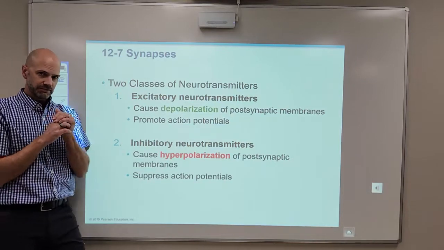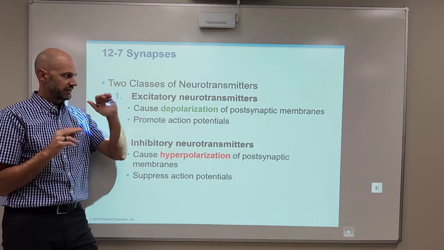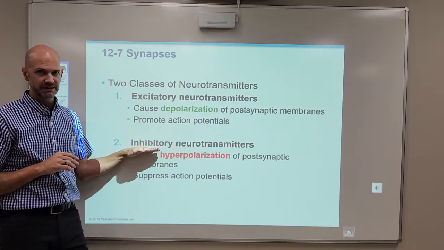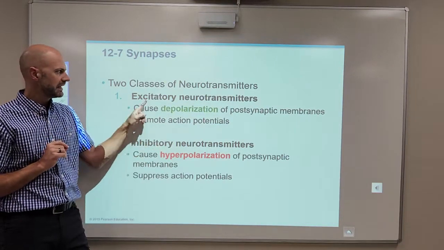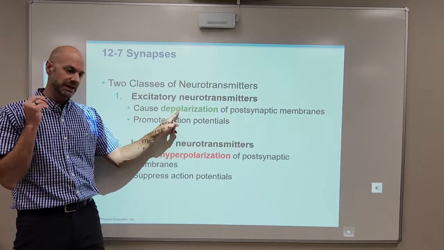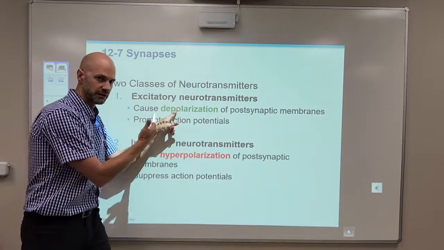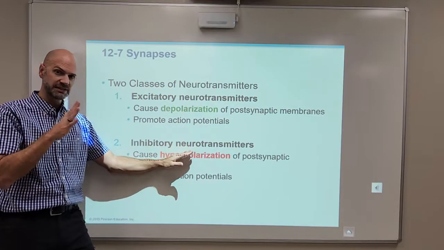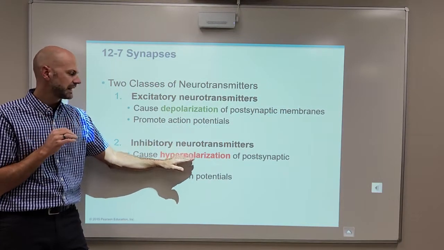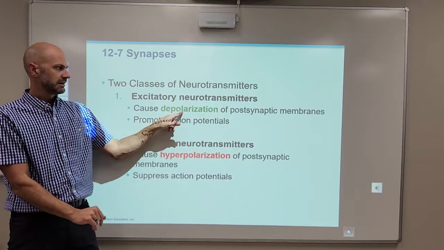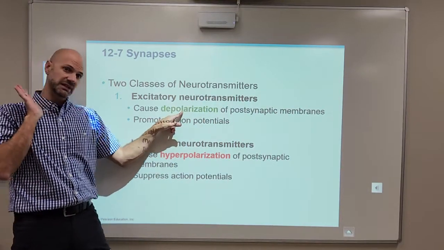Neurotransmitters can have two effects. You can have an excitatory effect, or you can have an inhibitory effect. Excitatory always causes depolarization. Green means go, so I color it green. Red means stop. So hyperpolarization means we're going to inhibit the signal. Green, depolarization, means we're going to send the signal.